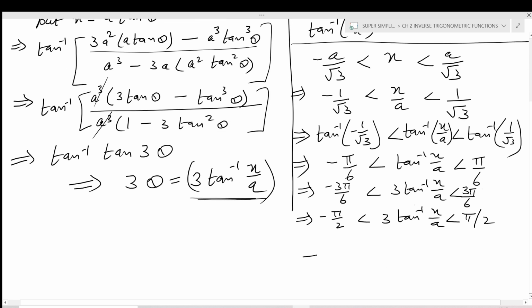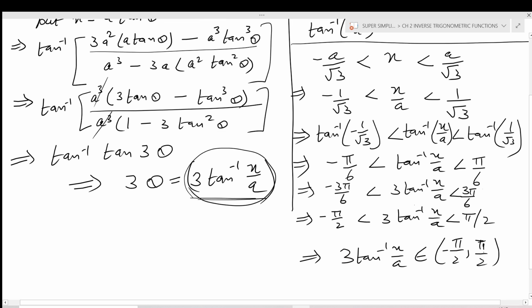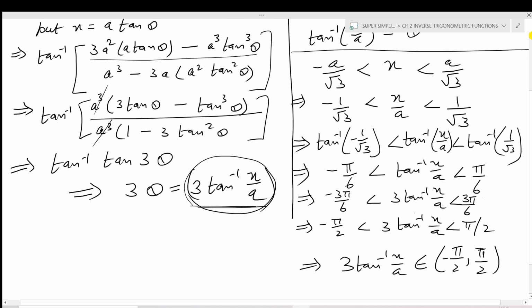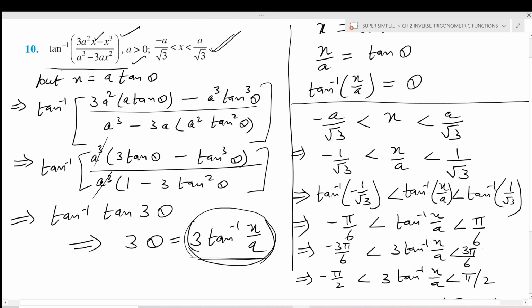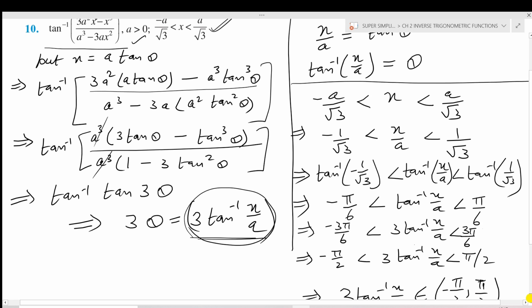This means that the value of the given function, 3 tan inverse x by a, belongs to the open interval minus pi by 2 to pi by 2, which is the principal value range of tan inverse function. So the value that you found for this expression is between minus pi by 2 to pi by 2. This you have checked by the given book.